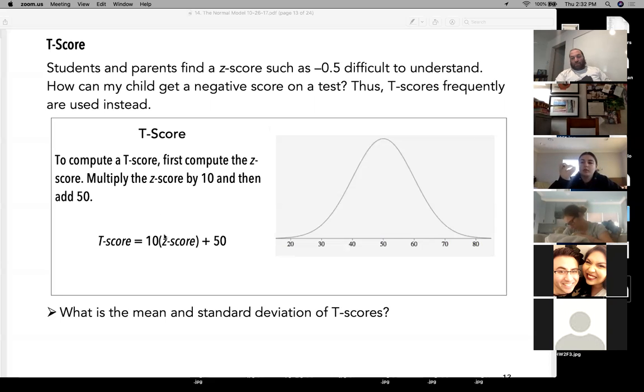How do we get a t-score? Well, unfortunately, we need better vibes. I'm sorry, I'm a horrible vibe person. I will work on my vibes. But what we do is we first calculate the z-score. You multiply that by 10, and then you add 50. This is the formula for a t-score.